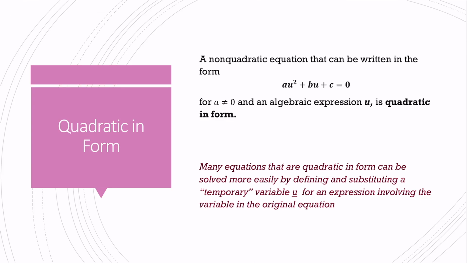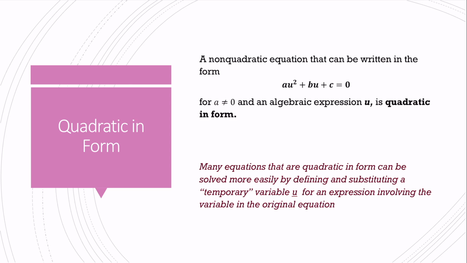So quadratic in form is something we've actually seen before. I touched on this very briefly in Module 5. It's a non-quadratic equation that can look like a quadratic equation if I write it a certain way. So for example, if I've got au squared plus bu plus c is 0, and u is an algebraic expression, then this is quadratic in form. So what example might that be?